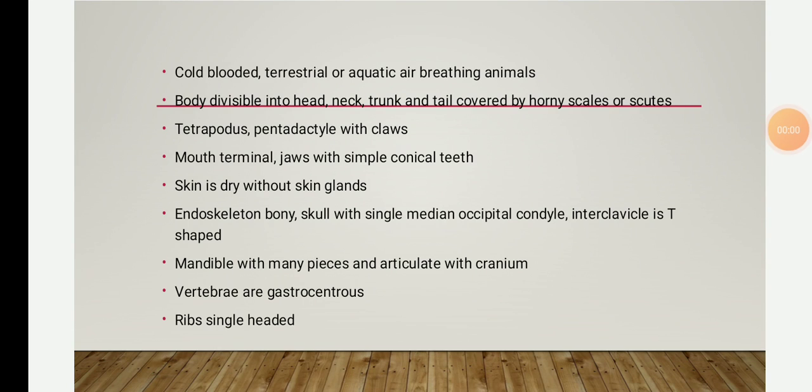Sorry students, it got disconnected, so we will continue from the last video, that is from the quadrate bone.